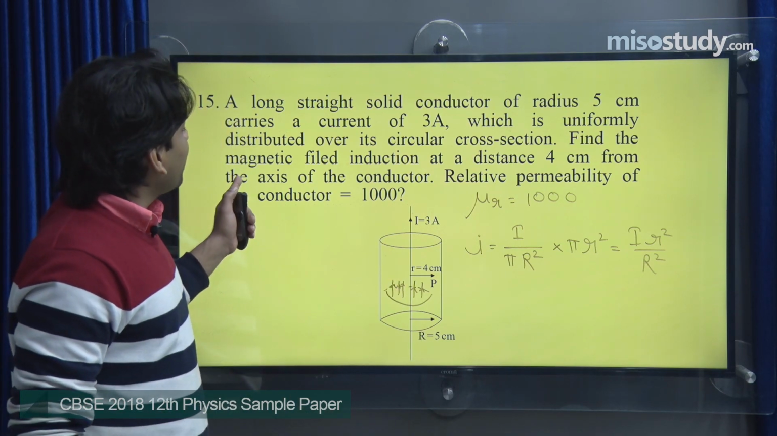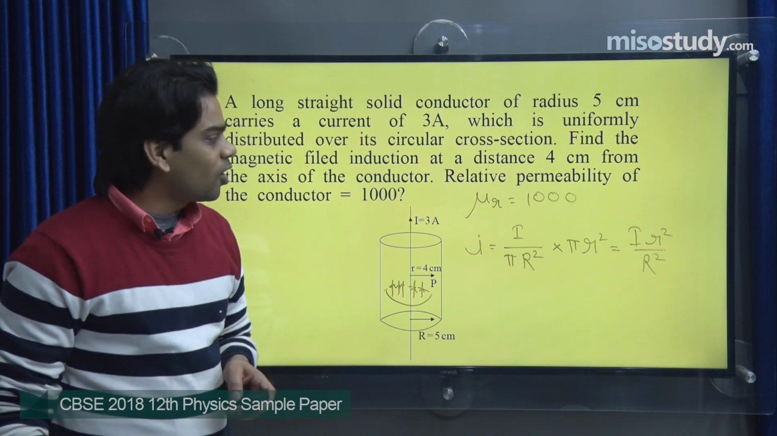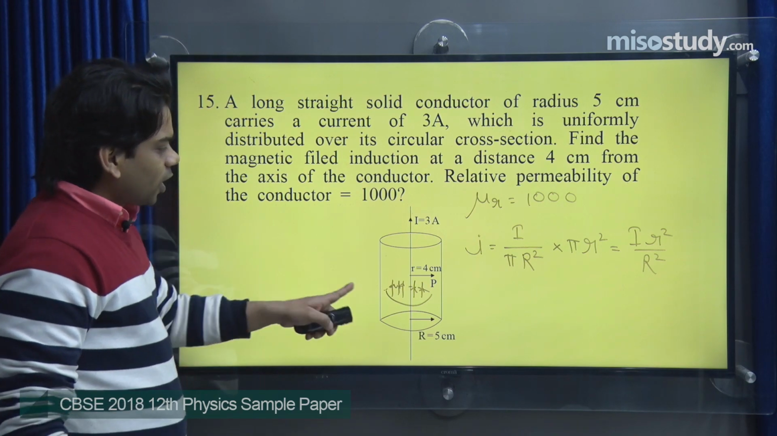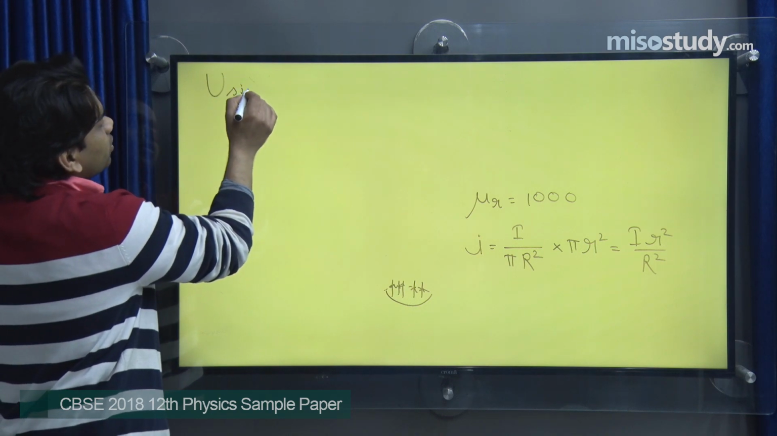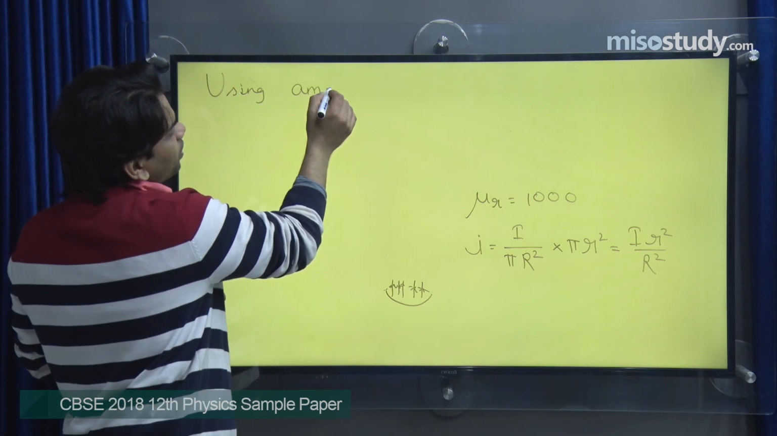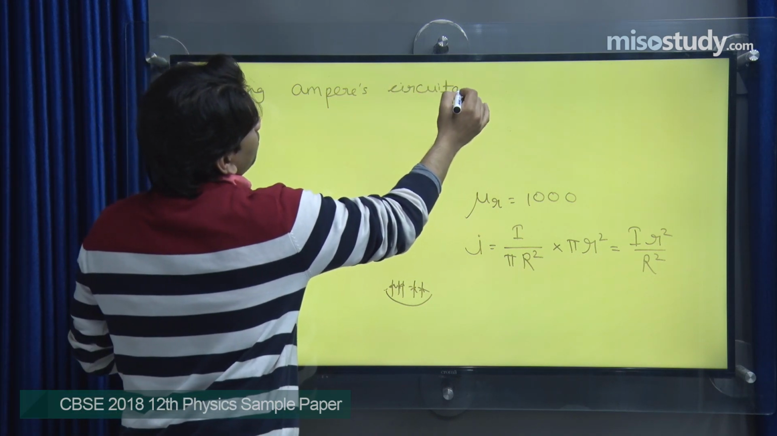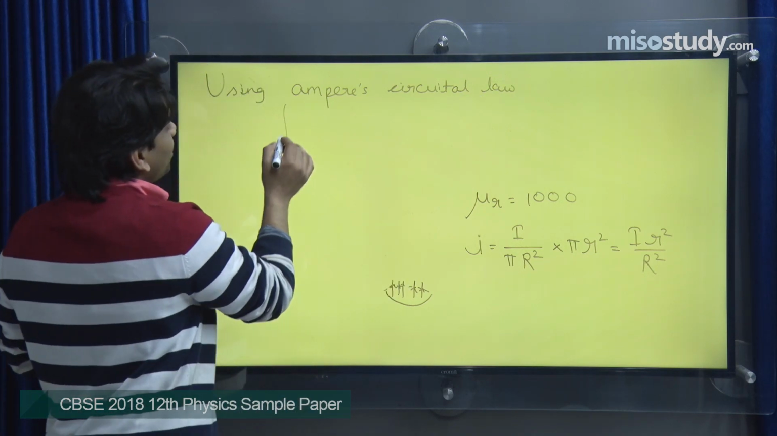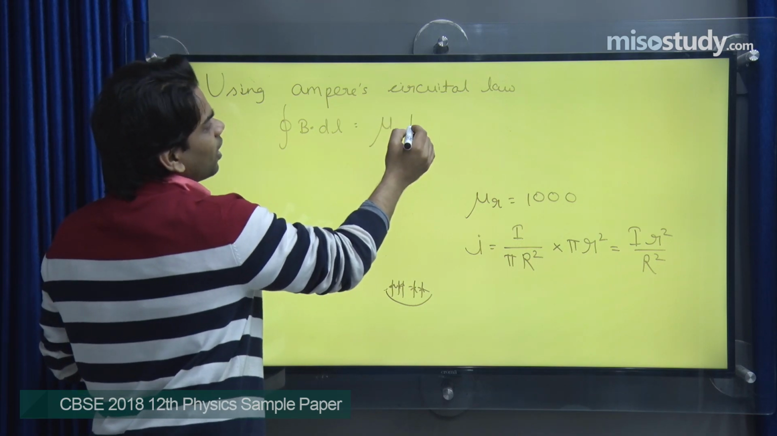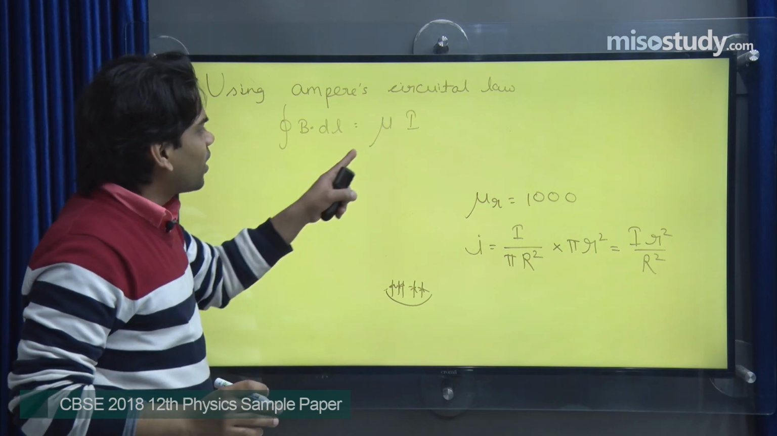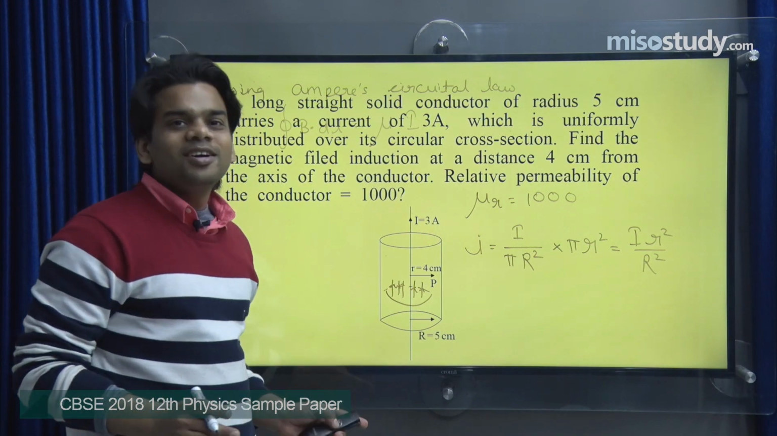Now, you see here, find the magnetic field induction at a distance of 4 cm. Recall the Ampere's Circuital Law, that is what you have to use. So, now the picture part is over, I am going to use the Ampere's Circuital Law. If you remember, this law says that integral B dot dl is equal to mu I. Now, here I am using mu, not mu naught, because we have taken this in the space of this conductor. So, I am using mu.